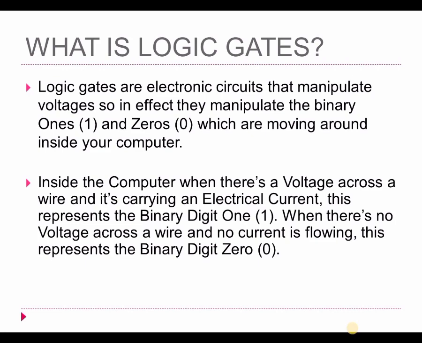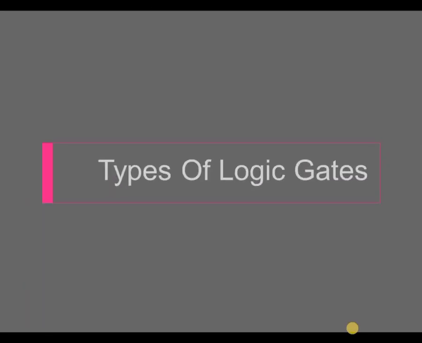Inside the computer, when there's a voltage across a wire, and it's carrying an electrical current, this represents the binary digit 1. When there's no voltage across the wire and no current is flowing, this represents the binary digit 0. Types of logic gates.